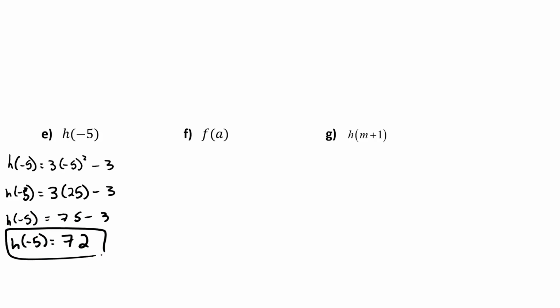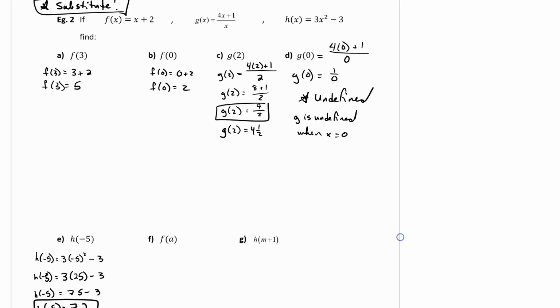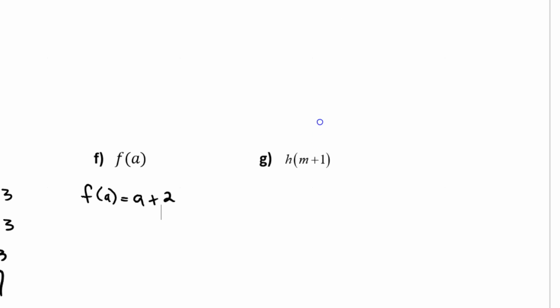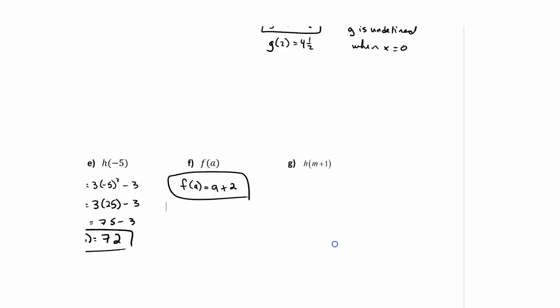Okay, what about this one? F at a. Okay, well, we'll say f at a is, wherever I see an x, I'm just going to put an a. So a plus 2. Is there anything I can do with that? Well, a and 2 are not like terms, so I can't combine them. So literally, that's our answer. It feels really silly, but that is literally our answer.